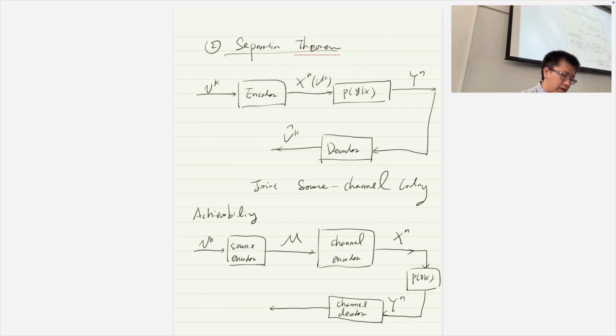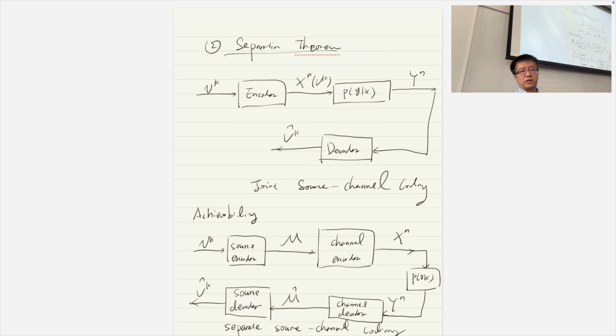And then we can have an m hat, right? And then we pass that through a source decoder. And then we have our v k hat. Okay, so this is the separate source channel coding.